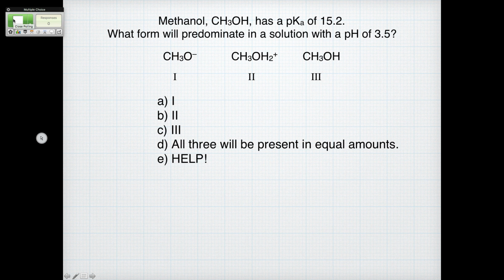Let's see how you do. Methanol, the other one was ethanol, ethyl alcohol, the one that you did not drink too much of over the weekend, right? Because you were all studying. It has a pKa of 15.2. What form will predominate in a solution with a pH of 3.5? I gave you two choices, didn't I? Three. Why would I do such a thing? See how you're thinking.